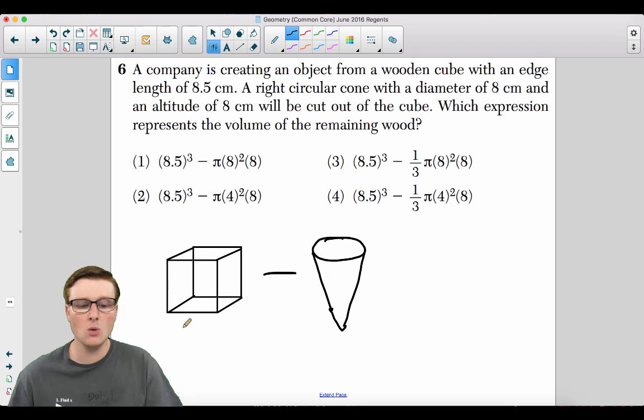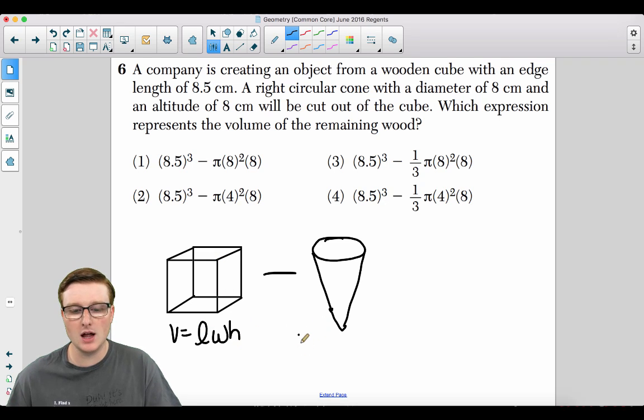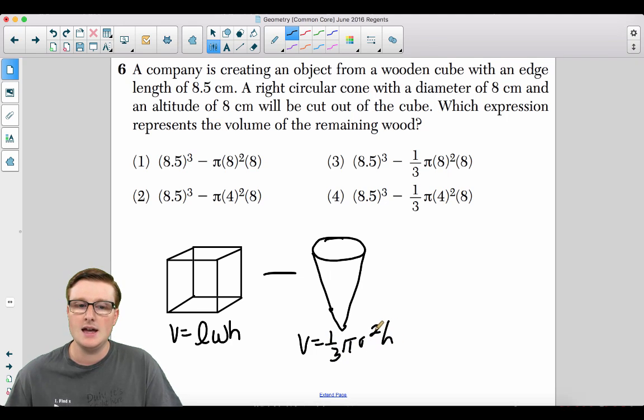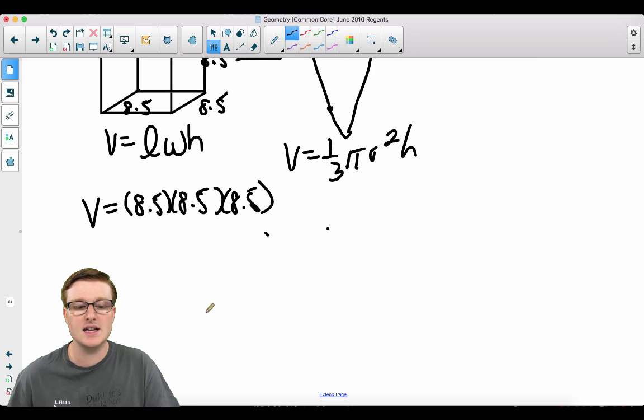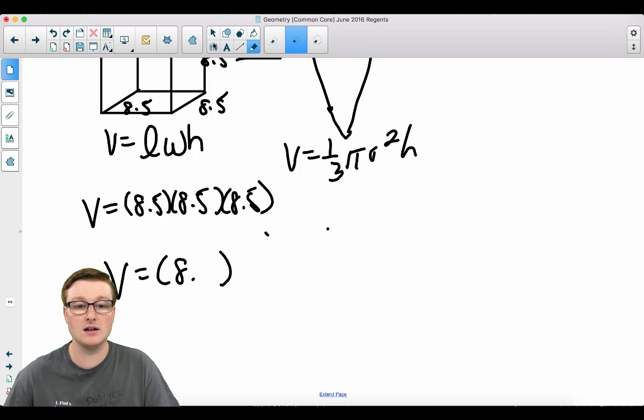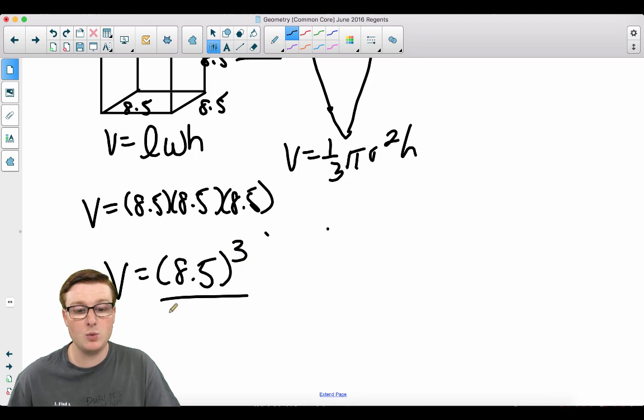Well, what is the volume formula of a cube? Well, that's just length times width times height. The volume of a cone, that's given on your reference sheet, that's 1/3 pi r squared times the height. Okay, now it says here that the wooden cube has an edge length of 8.5. So therefore, this is 8.5, this is 8.5, and this is 8.5. So what we could do is the volume of the cube is 8.5 times 8.5 times 8.5. Understand that that is also written as 8.5 raised to the third.